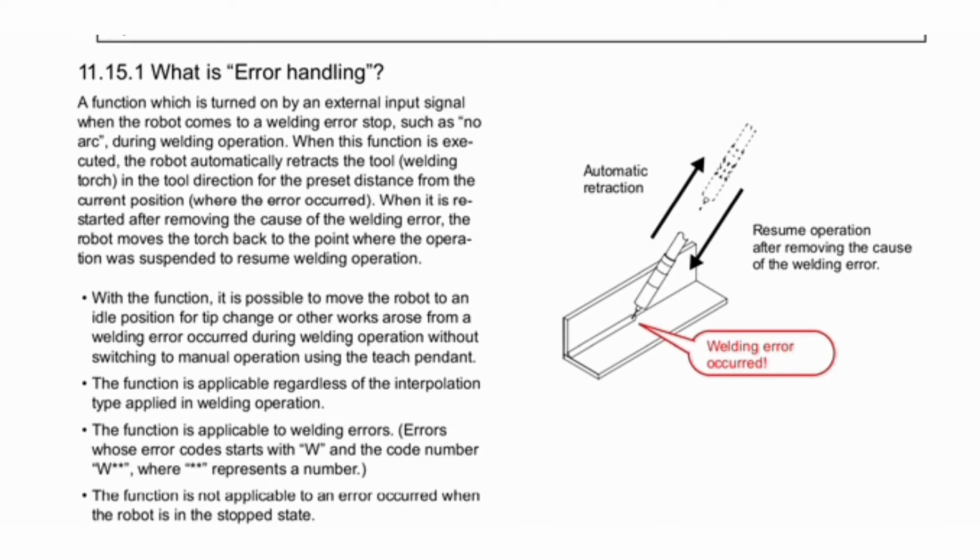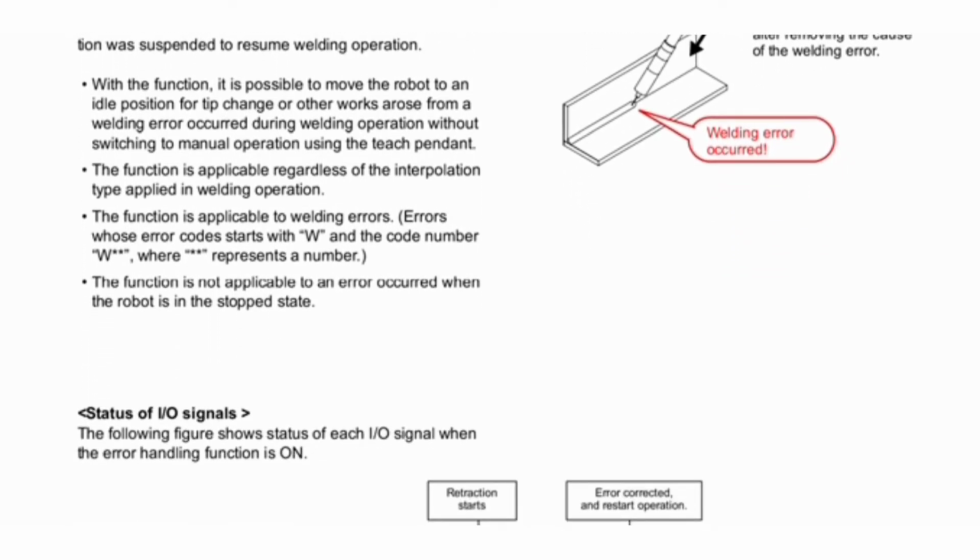With the function, it is possible to move the robot to an idle position for tip change or other works arising from a welding error occurred during welding operation without switching to manual operation using the teach pendant. The function is applicable regardless of the interpolation type applied in welding operation. The function is applicable to welding errors, errors whose error codes start with W followed by a number. The function is not applicable to an error occurred when the robot is in the stopped state.